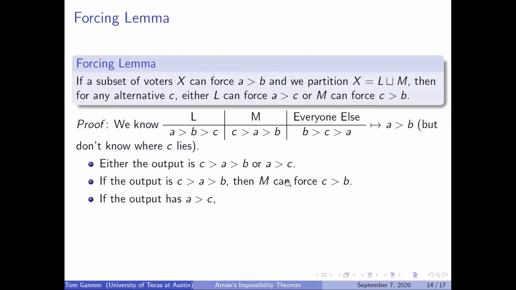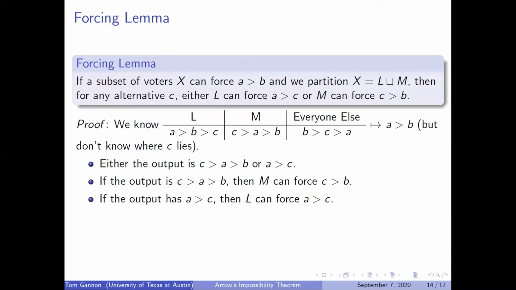I see in the chat, both chats are correct. L can force A over C, right? A over C, because L voted A over C and everyone else voted C over A, but we assumed our output has A over C. So L forced A over C. Okay.